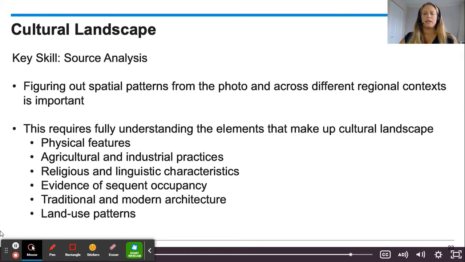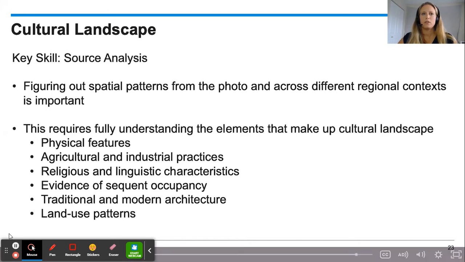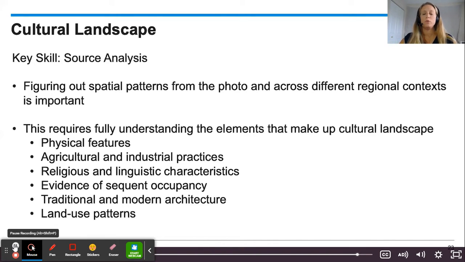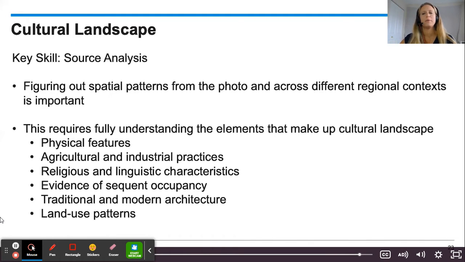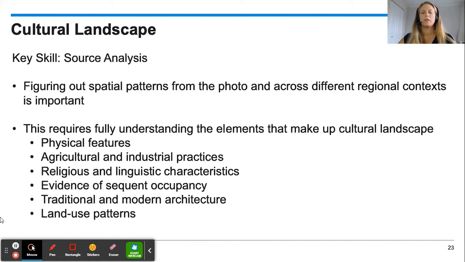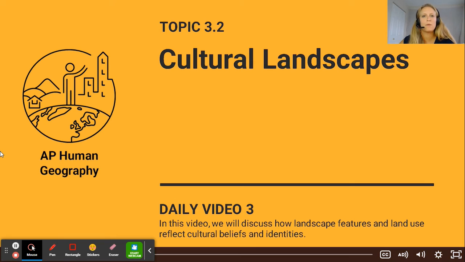It requires understanding all the different things that make up a cultural landscape, but really you're just pinpointing. It takes practice to get used to all the different elements that might show up. So a lot of geographers do this when they're looking at in real life or at a photo to be able to analyze different human activities all over the world. So in the next video, we will be doing more photo analysis, teach you more about topic 3.2, cultural landscapes.